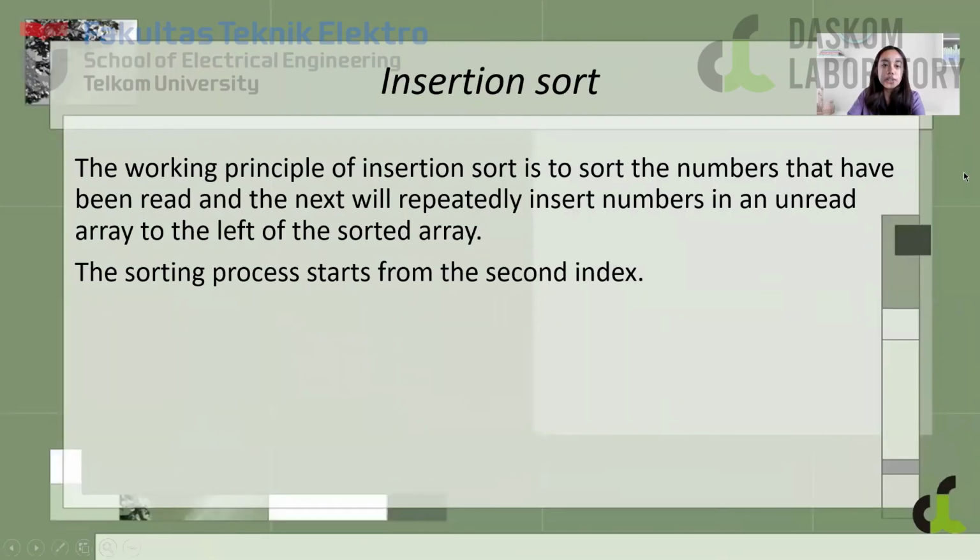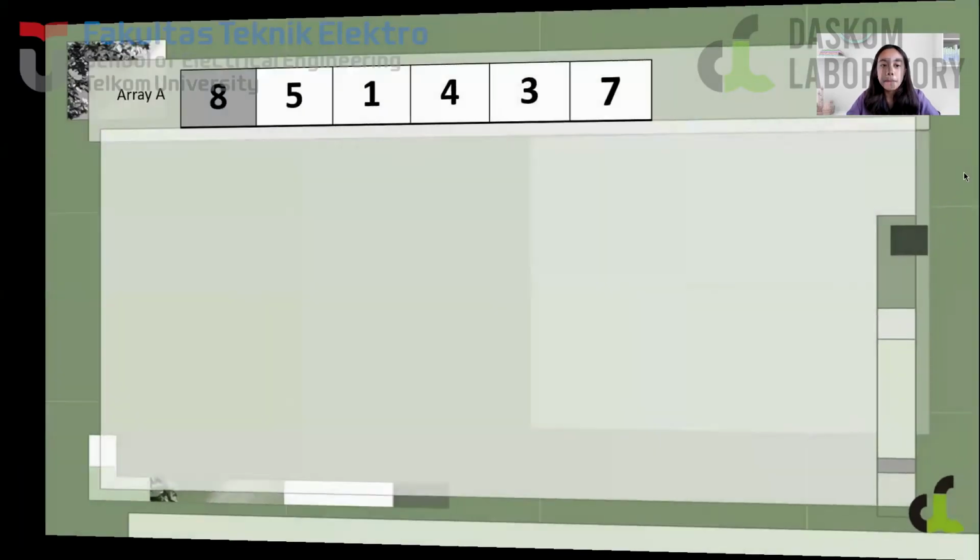Here I will explain about insertion sort and bubble sort. First, insertion sort. The working principle of insertion sort is to sort the numbers that have been read, and then repeatedly insert numbers from the unread part of the array to the left, into the sorted part. The sorting process starts from the second index.